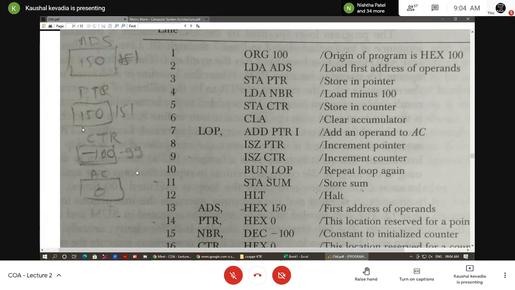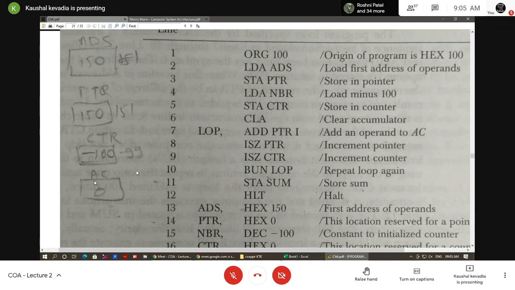Okay, if you see on this screen, on the left hand side, I made some kind of boxes. So the address current value is 150, ptr has 150, ctr is minus 100, ac is 0, the accumulator. Okay, in this way you should also try to make the execution, so you can put the proper instruction at the proper place.